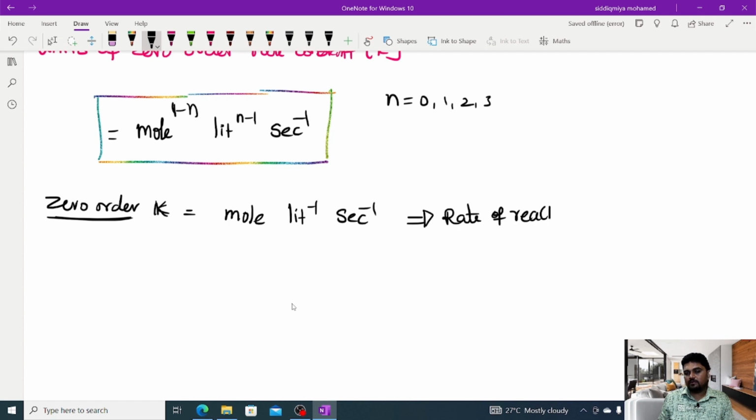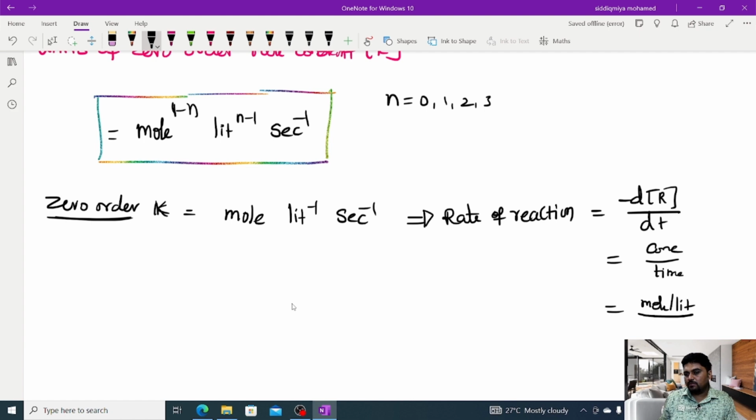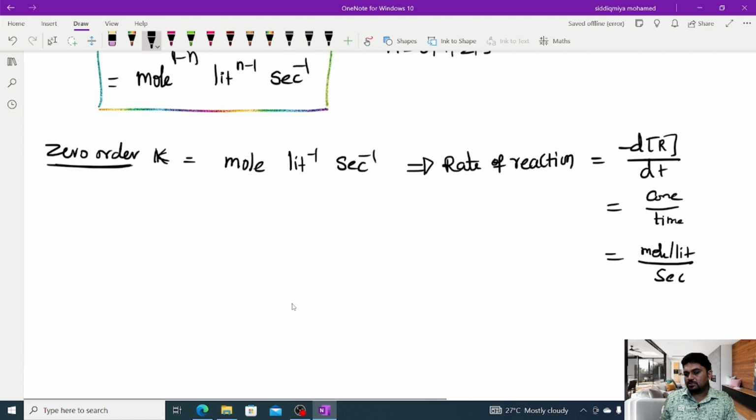Rate of reaction units as well as zero order rate constant units are the same. Many times they ask a question: what is the reason? For zero order, rate of reaction means you will write dR by dt, the difference in the concentration of reactant by dt. So you are taking concentration by time only, correct? Concentration is nothing but mole per liter, per second. So you will get the same unit again for rate of reaction: mole liter inverse second inverse.